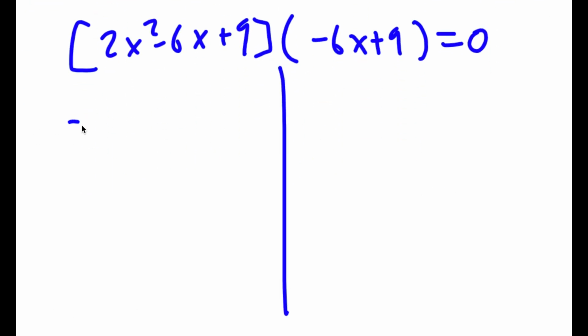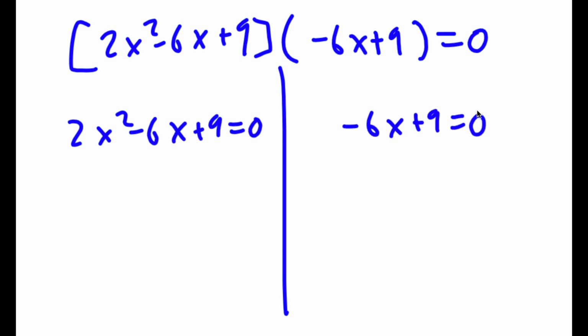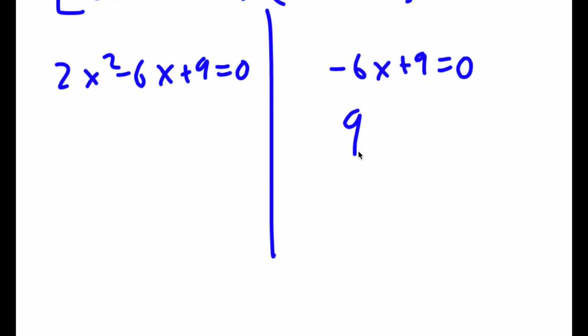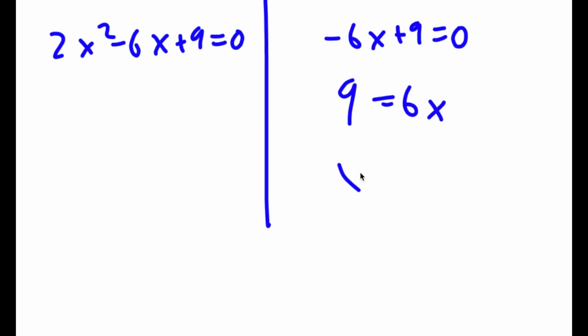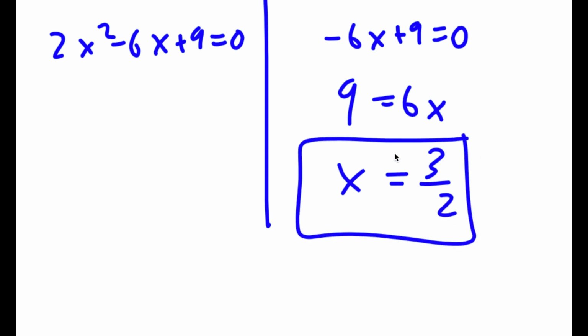So now this gives me two equations. I have 2x^2 − 6x + 9 is equal to 0, and −6x + 9 is equal to 0. So for −6x + 9 equals 0, I get 9 is equal to 6x, and x is equal to 9 over 6, which is equal to 3 over 2. So this is one solution of x.